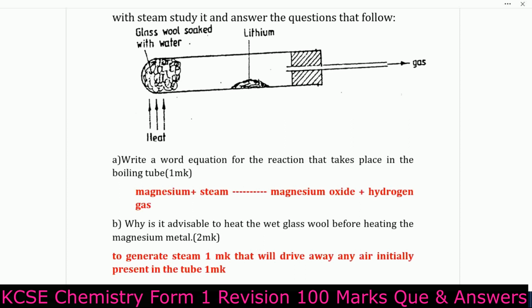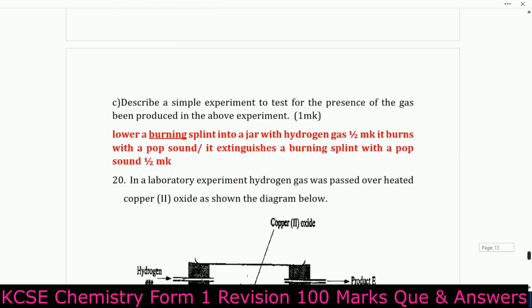B, why is it advisable to heat the wet glass wool before heating magnesium metal? Why is it necessary to do that? To generate steam that will drive away any air initially present in the tube. Very technical question there.